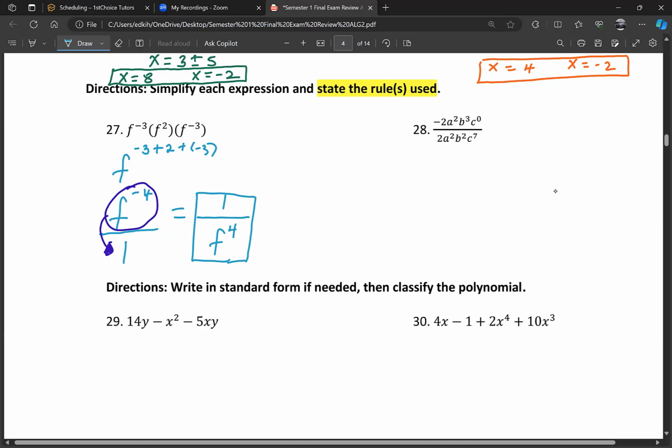But now we can state the rules. So the first rule we used is the product rule. Product rule, because we applied it here. And then the second rule we've used is the negative exponents rule. So those two. Okay, question 28.